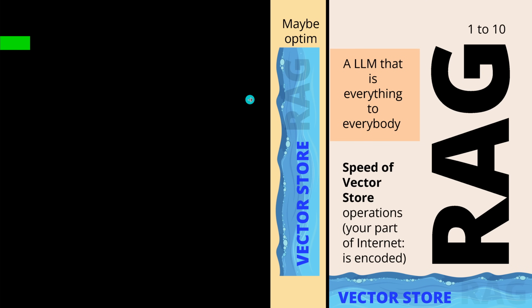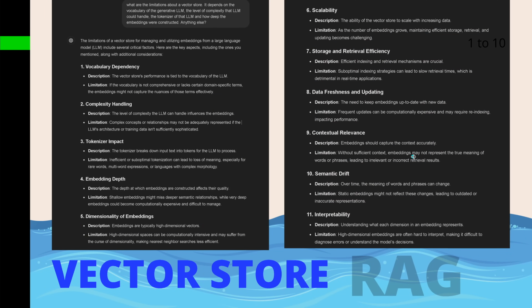So you might say, okay, finally I get this with the RAG, but can we finally come to this new technology? No. Okay? Because I asked GPT-4, Turbo, Omni, I don't know anymore. I said, hey, what about the limitations that we have now in a vector store? So I learned that it depends on the vocabulary of the generative LLM in the second step, the level of complexity that an LLM can handle at all the different steps, the tokenizer of that LLM at the very beginning, maybe even at the data cleaning or at least in the embedding phase, and how deep the embeddings were constructed and what kind of layer structure we have in the architecture.